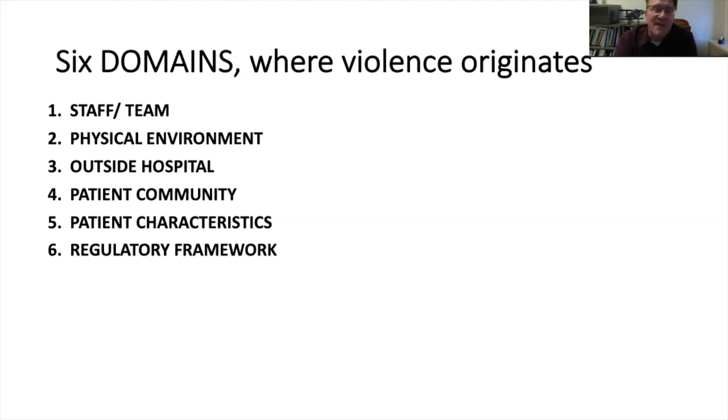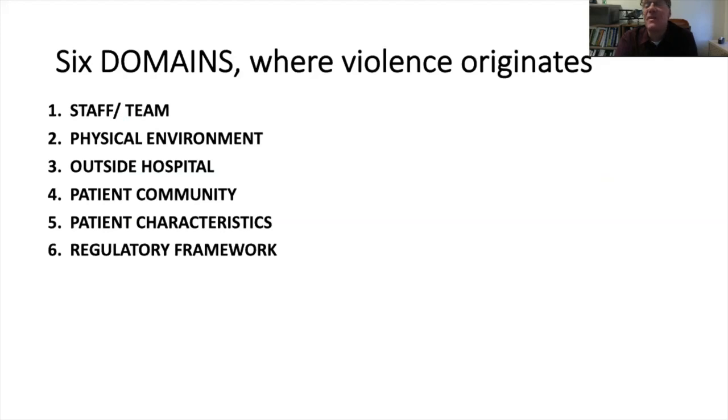So as you know, if it's hot or noisy or crowded or disorganized, or you have to wait in long lines, these are all potential sources of frustration and violence. Thirdly, the outside the hospital domain. So this is the idea that a person may get a call from their wife saying she wants a divorce, and the person is understandably very upset and maybe potentially violent. But it has nothing to do necessarily with the physical environment or with the staff and team. It's really coming from outside the hospital.